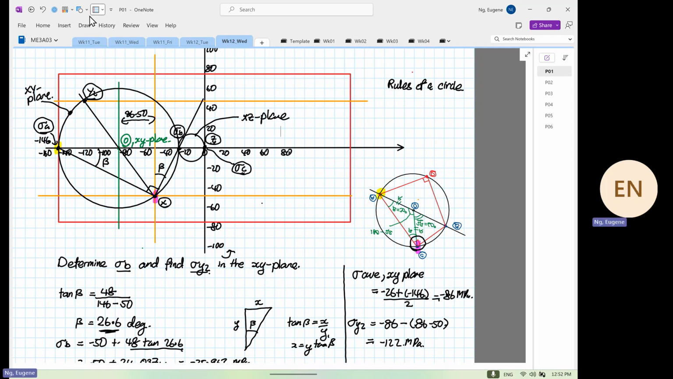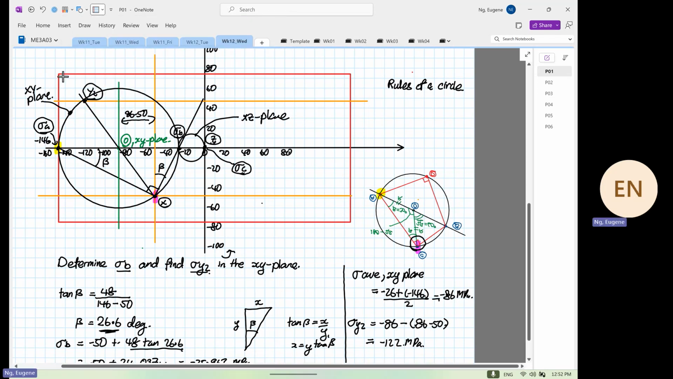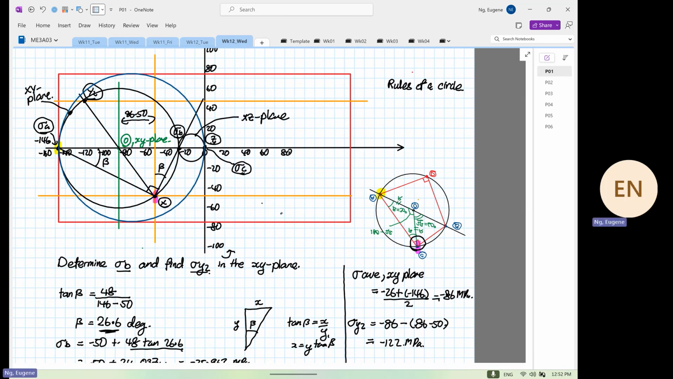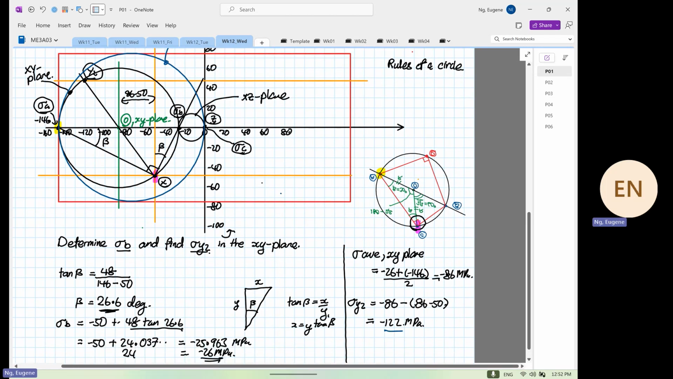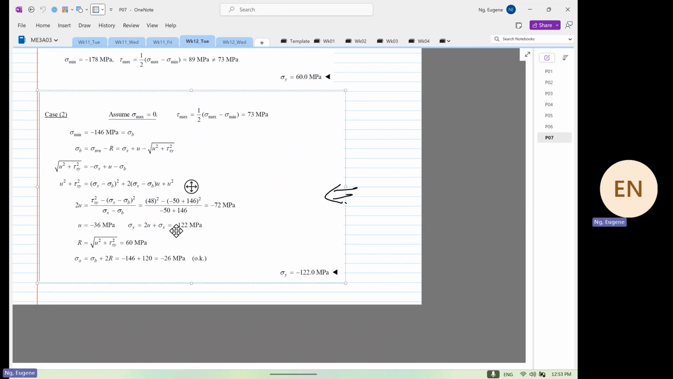And the final circle, the last circle that I'm going to draw, belongs to the YZ plane. And the answer is minus 122. If you look at the solution, I hope it's 122. Can you see that? 122 is the valid answer.